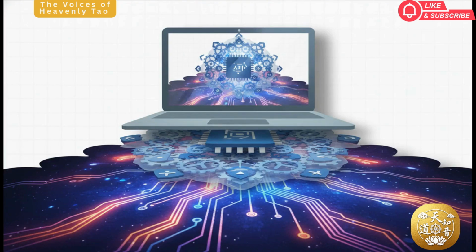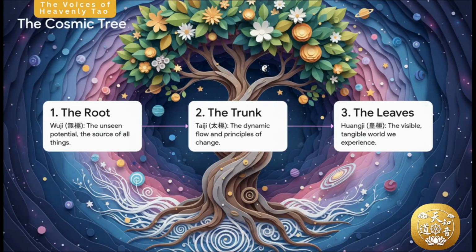Okay, to put this in a way we can all get our heads around today, think of it like a computer's full stack, right? You've got the source code, that deep, unseen foundation. Then you've got the operating system, the logic that makes everything run. And finally, you've got the physical hardware, the screen and keyboard you actually use. Three layers, but they all work together as one system. But if the tech analogy isn't for you, there's a much older and, I think, a really beautiful way to see it, as a tree.